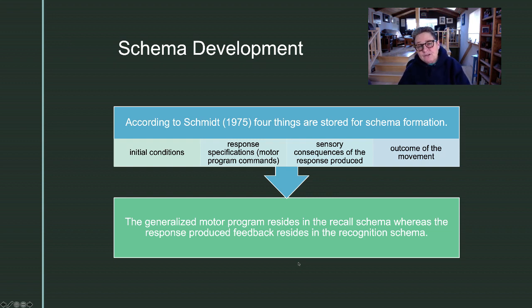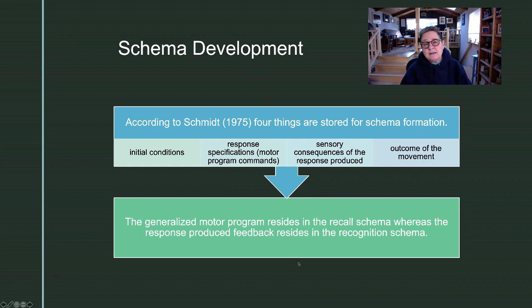Whereas once you have output, that has feedback. That feedback is proprioception, the response-produced feedback. That feedback resides in what's called the recognition schema.